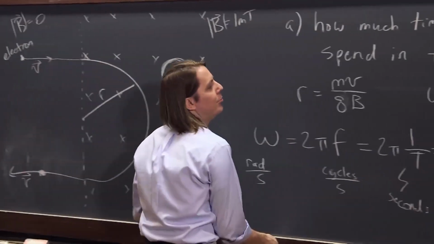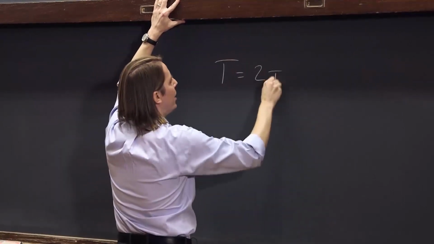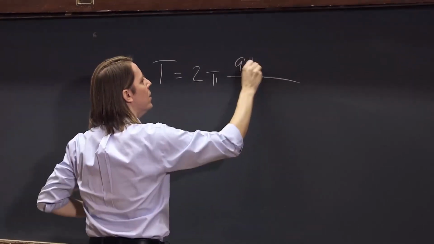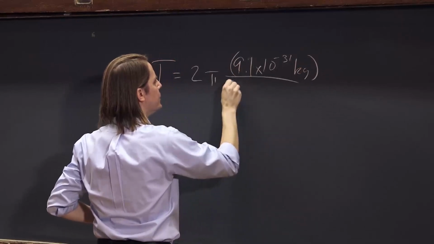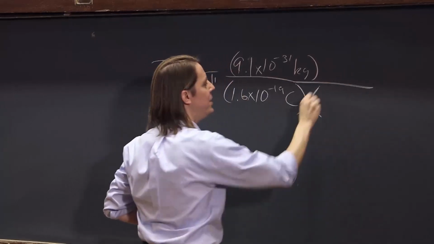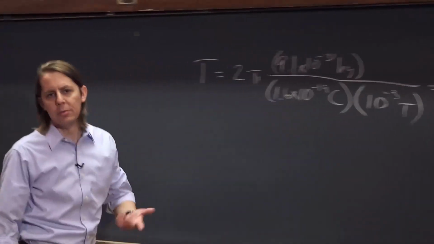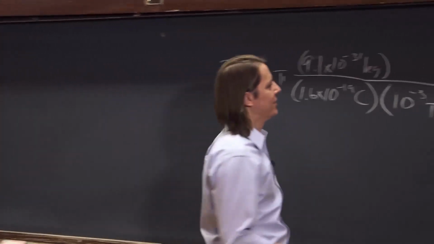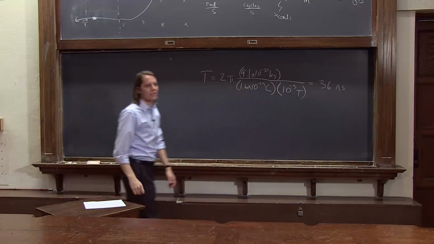So let's start plugging in numbers and see what we get. T, the period, is 2 pi times the mass, 9.1 times 10 to the minus 31 kilograms, over the charge, 1.6 times 10 to the minus 19 coulombs, times B, which was a millitesla, 10 to the minus 3 teslas. If we do everything in MKS units, the answer comes out in seconds, but I'm going to put nanoseconds. It comes out to 36 nanoseconds.